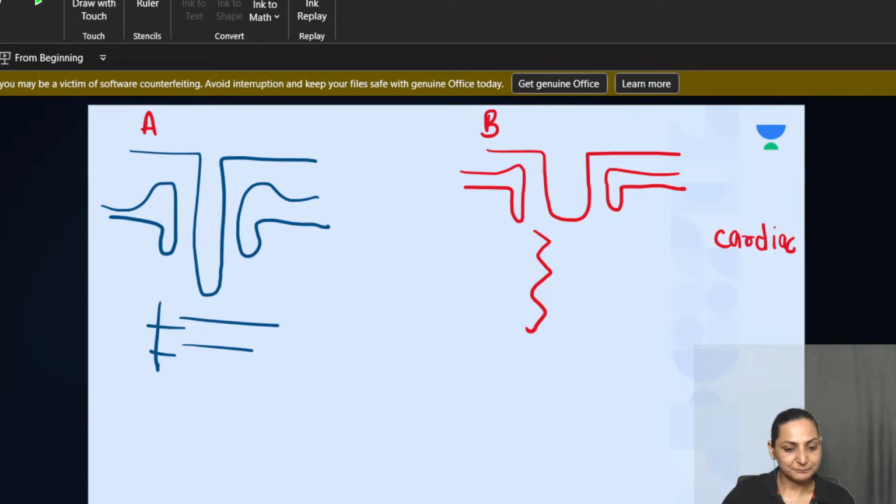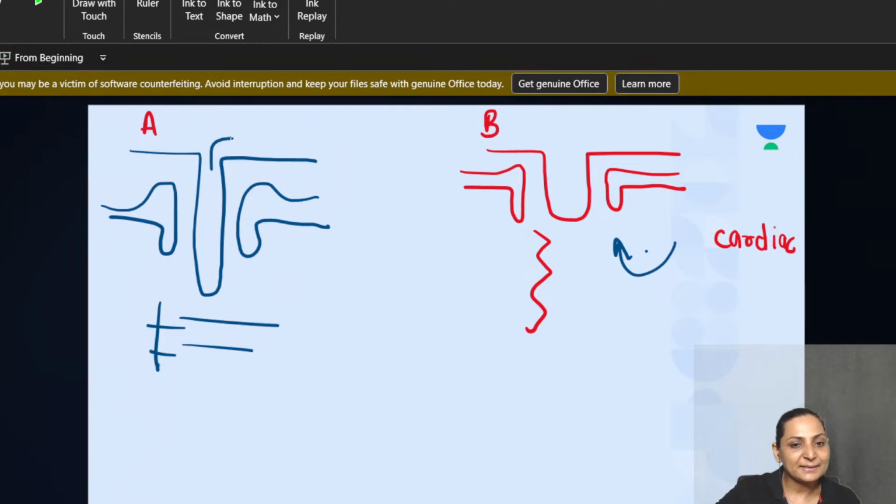Come up. Okay, so the cardiac muscle is this, B. Very good, Tamalika. Good, beta. Very, very good. So now let us consider why it is the cardiac muscle.